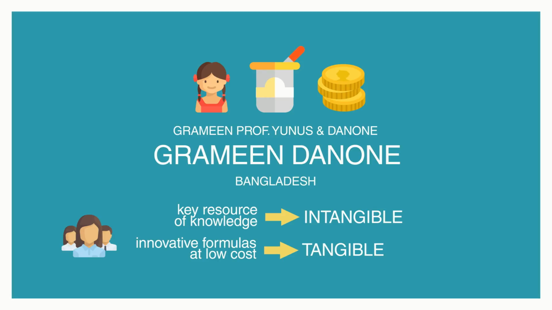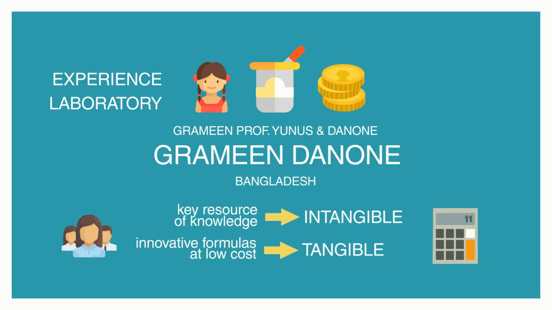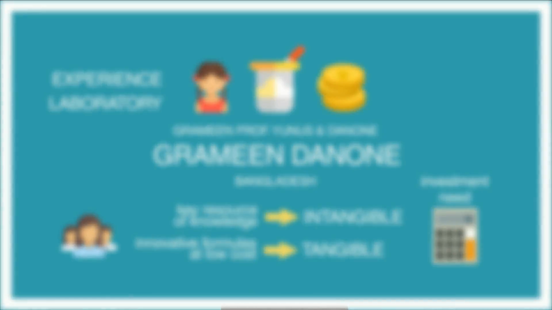Therefore, the main resources that could not lack under any circumstances in order for the business model to work were experience and a laboratory. What should we consider in this case? The cost that may involve key resources if we need to acquire them. The calculation of these elements will allow us to define the investment need of the social business.